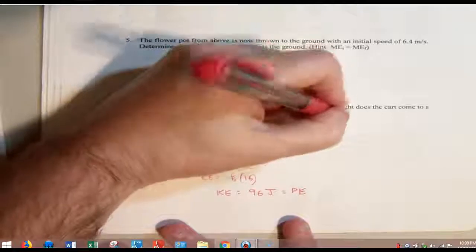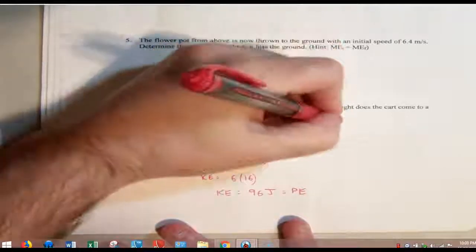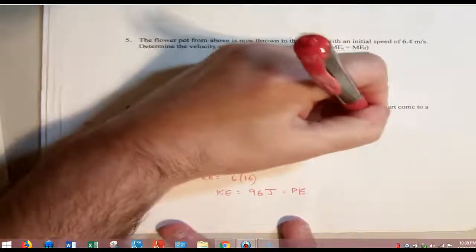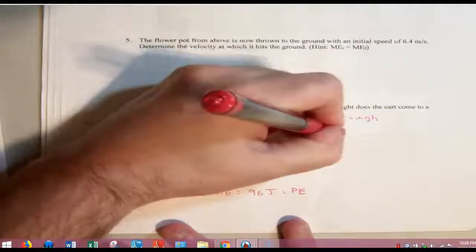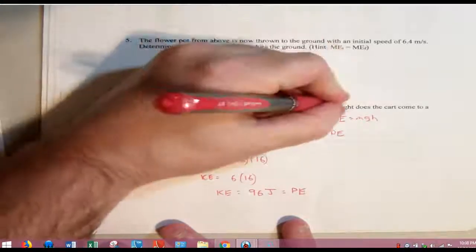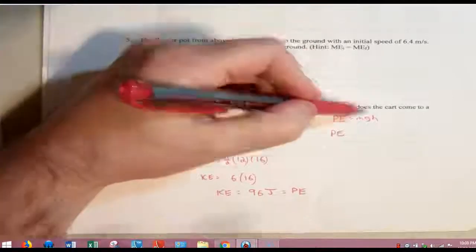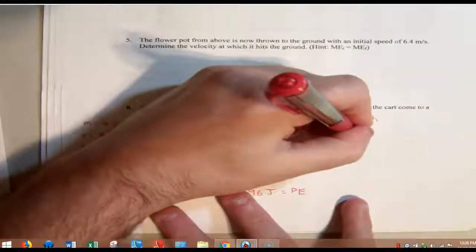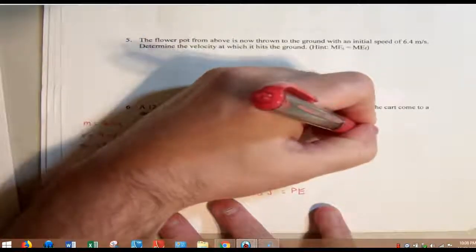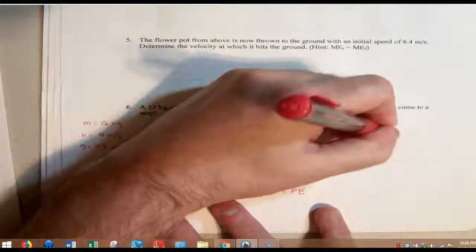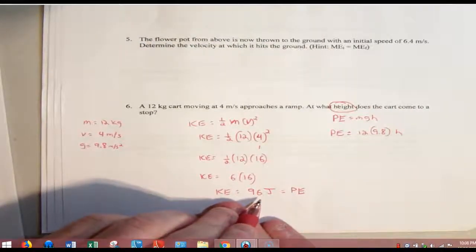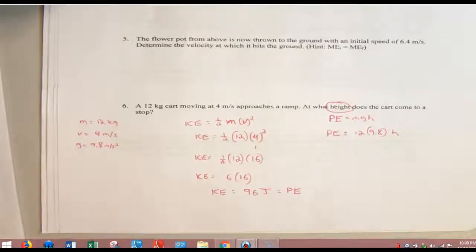So we know that our potential energy formula is what? Mass times gravity times height. What are we trying to find? The height at which it's come to a stop. So we know we're probably not going to have this. So we know our potential energy equals mass. What is our mass? 12 times gravity, 9.8 times height. We actually know our potential energy. It's right here because of our conservation of energy, right?